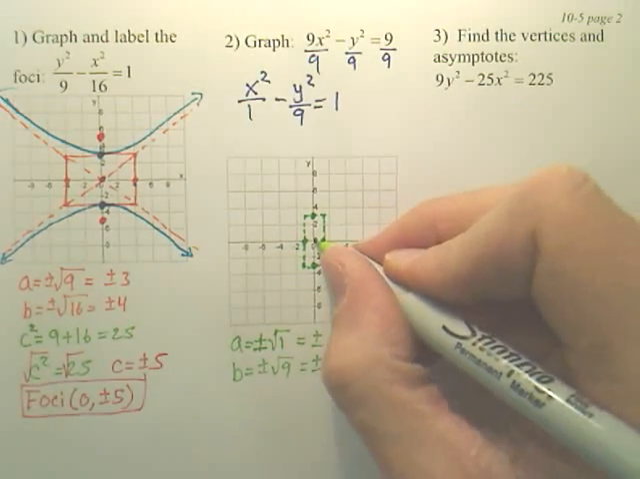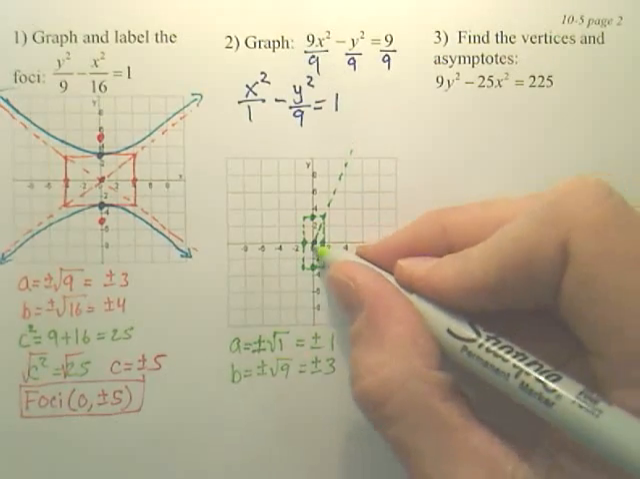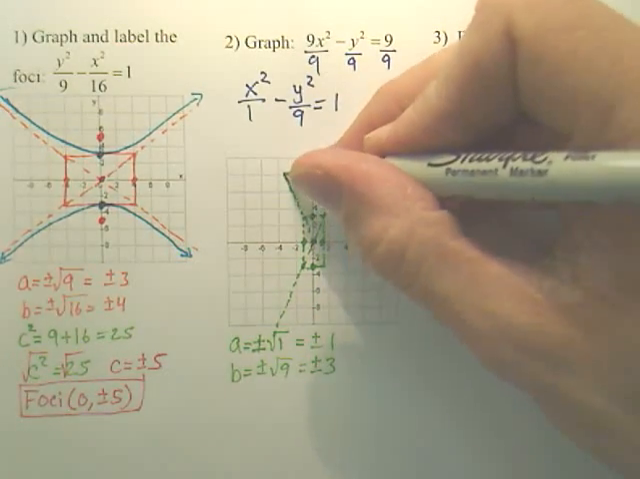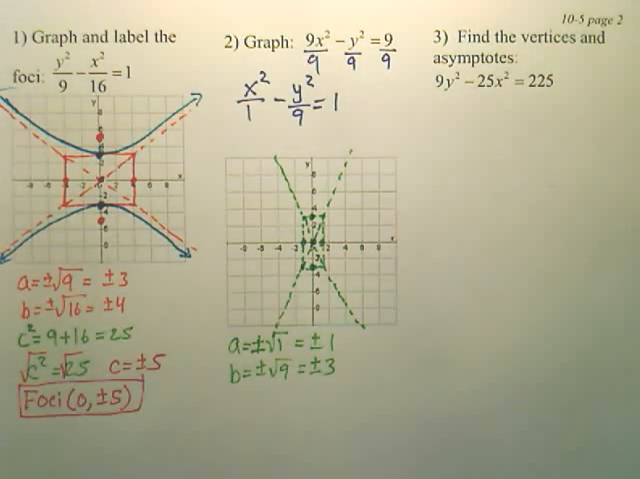And then there's a center right here. And then you create your asymptotes from there. And then you got your asymptotes. Okay. And then we got to decide which direction this is going.